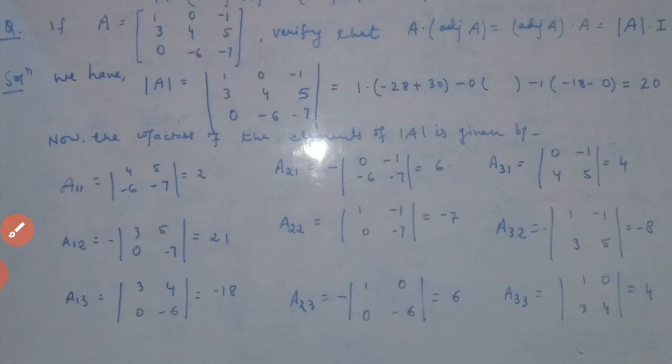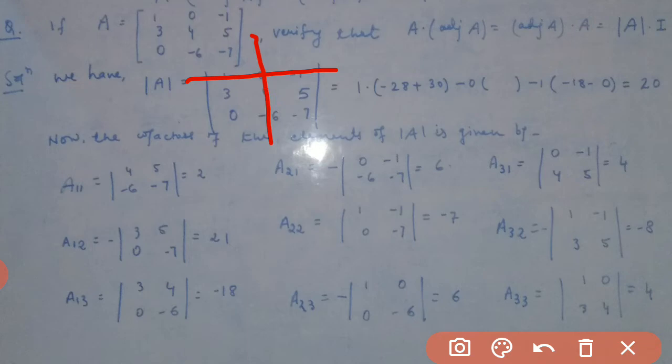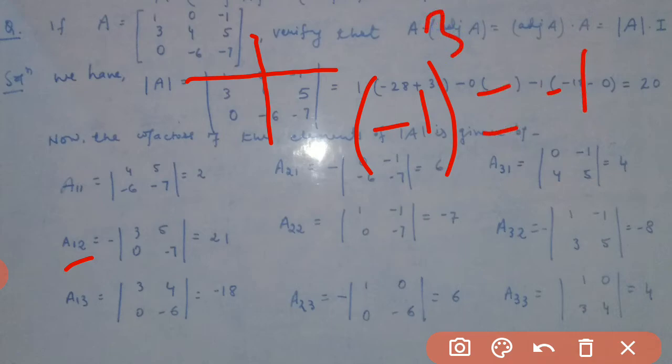While solving the value of A12, 1 is getting cancelled, then 2 is getting cancelled. So we are having the value 3 into 5 minus 7, and since we have A12 here, 1 plus 2 is what? 3, and minus 1 to the power 3 is negative. That's why we will take this value as negative here. So minus of 3 into 5 minus 7, and by solving the determinant we are having the value plus 21.